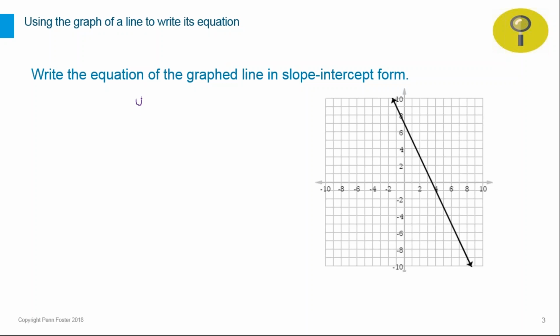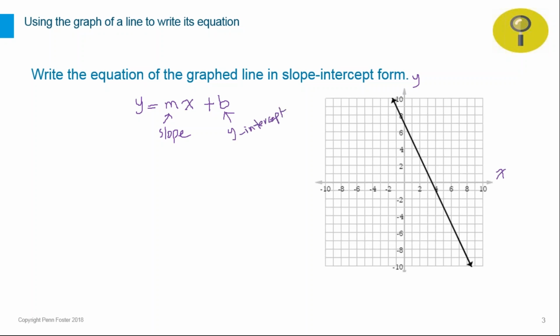So y equals mx plus b. We know m is the slope. We know that b is the y-intercept, the point where the line intersects the y-axis. This is the y-axis and this is the x-axis. So that is the y-intercept.